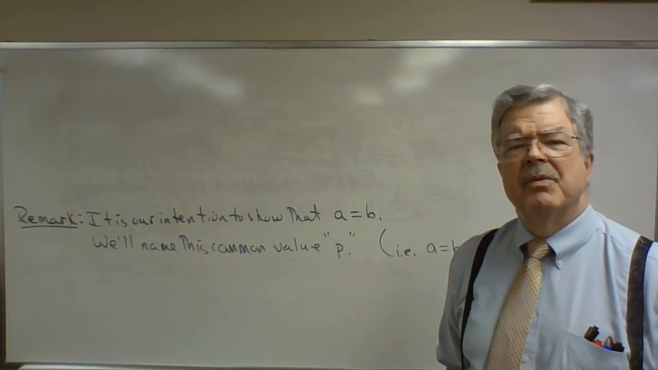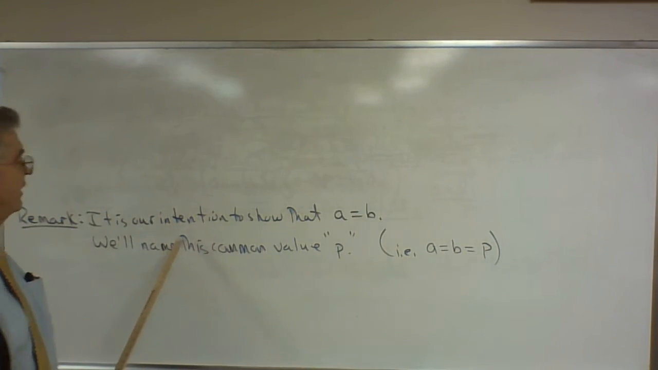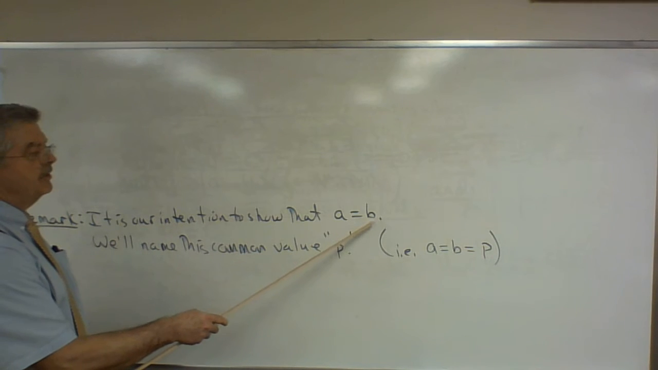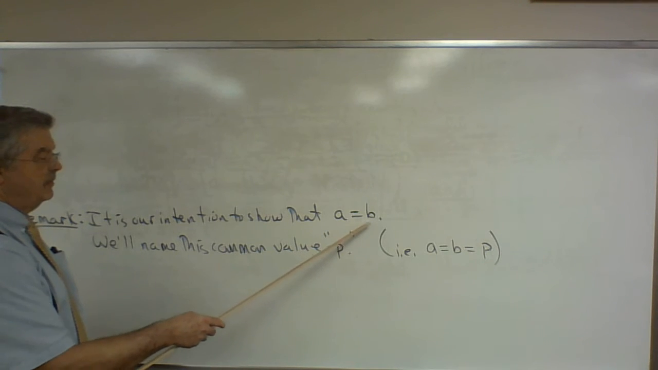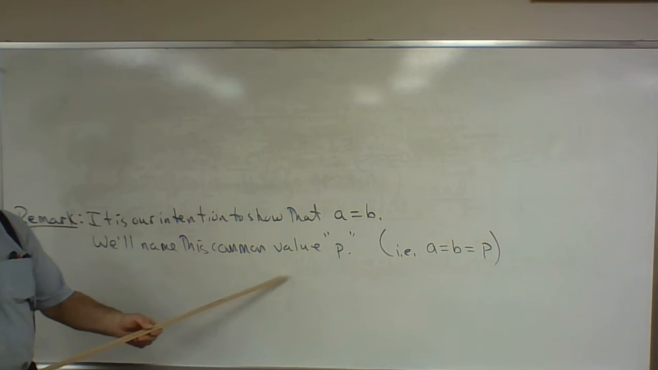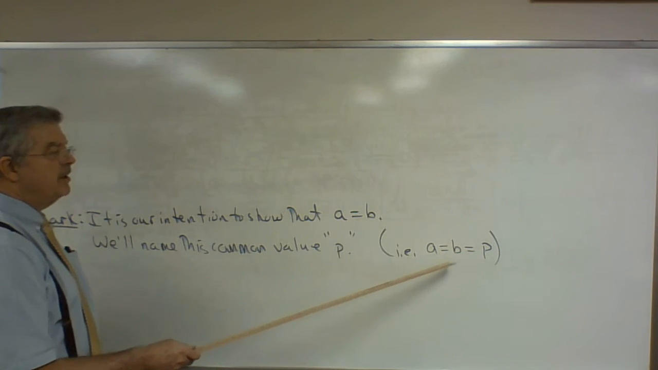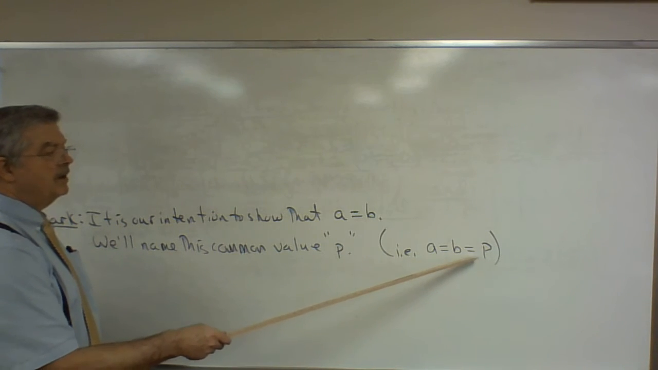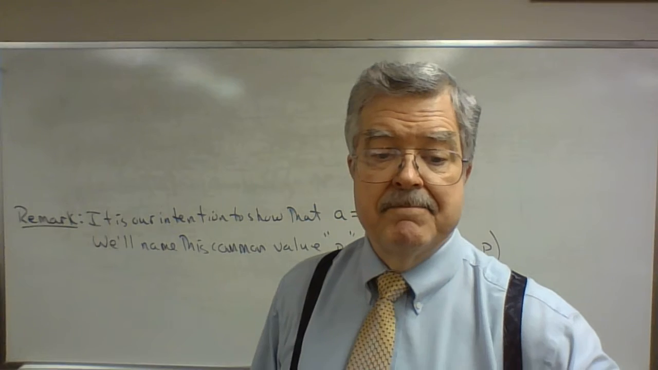Maybe I should mention one other thing before I erase all of this. I did say that it's our intention to show that the least upper bound of the sequence A sub n and the greatest lower bound of the sequence B sub n are actually one and the same thing. And we'll name this common value P. In other words, A and B are equal. We're going to show that A and B are equal. And that common value of A and B, we're going to name that P. So just something to keep in mind as we proceed.